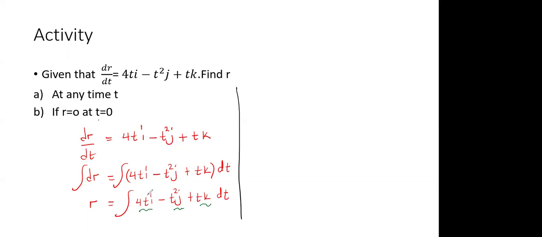But you know very well that there is a hidden one here. And we said that whenever we are integrating, in case this is x^n and I'm integrating, we shall always increase the power by 1 and then divide by the new power. So here we have a 1. So when we integrate, we shall have 4t squared out of 2 in the i direction, minus t cubed out of 3 in the j direction, plus t squared out of 2 k in the k direction, then plus our constant of integration, and that is our r.